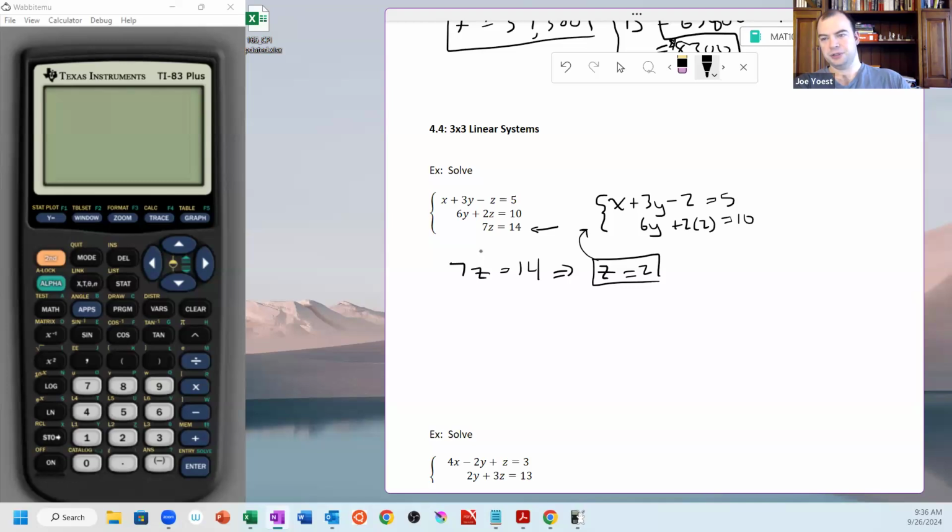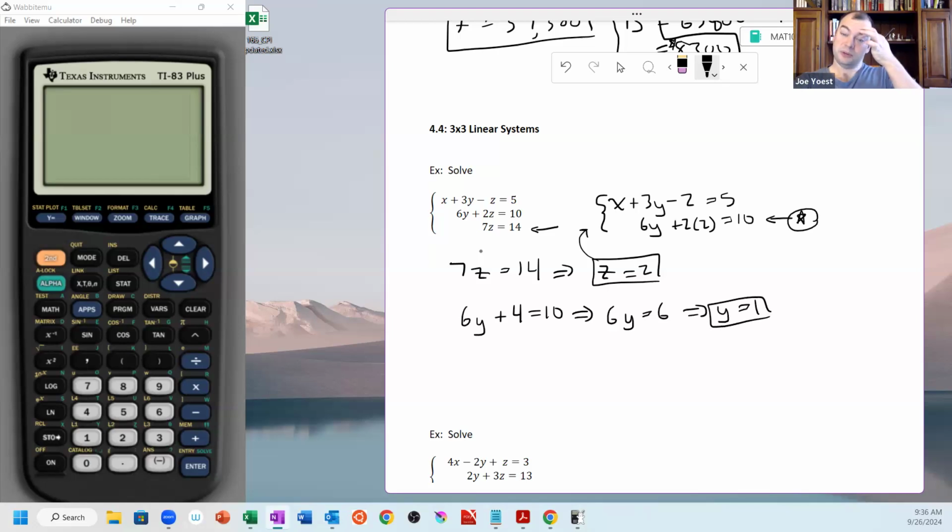And in particular, equation 2 is now just a 1-by-1 equation. It's just a linear equation in one variable. So now I have 6y plus 4 equals 10. Subtract 4 from both sides, 6y equals 6. y equals 1. And now I see equation 1 becomes even simpler still. x plus 3 times 1 minus 2 equals 5. Or 3 minus 2 is 1. Subtract 1 over, x equals 4.